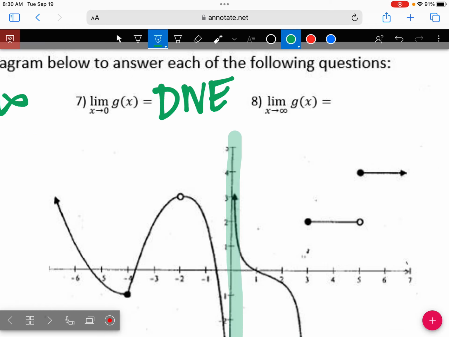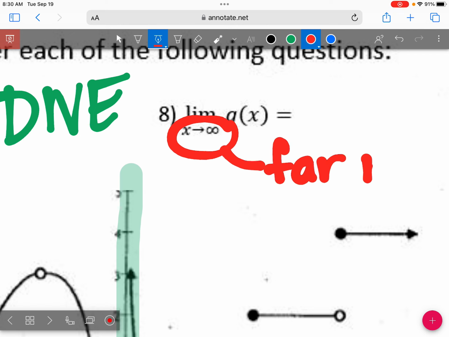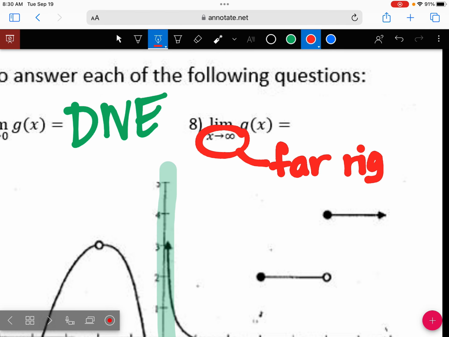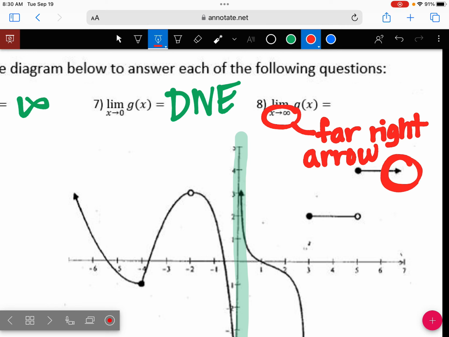All right, what is this? When it asks what's the limit as x approaches positive infinity, that's saying the far right arrow. What is it doing on the far right? This is the far right that I have circled right here. Would you agree that's the arrow furthest to the right? Because there's a lot of arrows happening here. But what's happening on the furthest to the right? Is it going straight, going up, or going down? Straight. And what is y equal? 4. So that would be your limit for positive infinity.